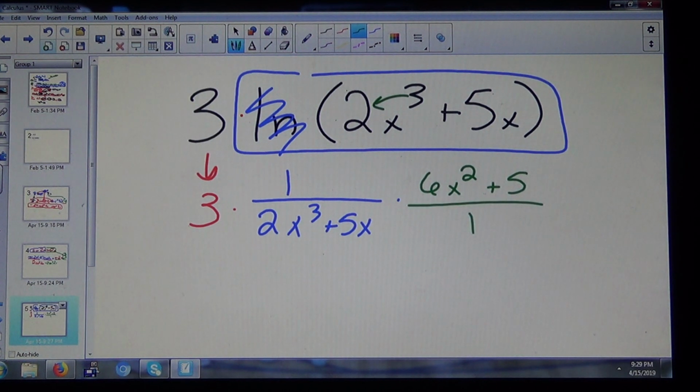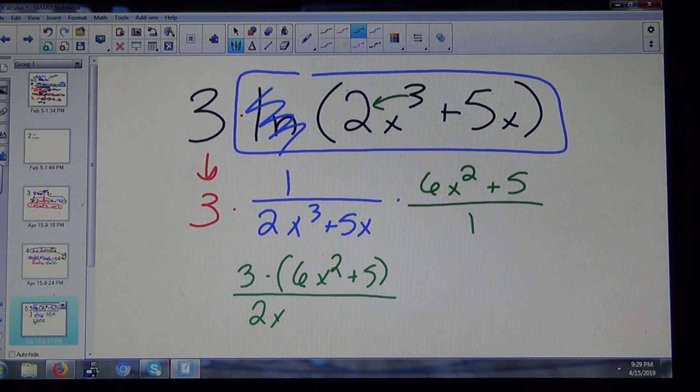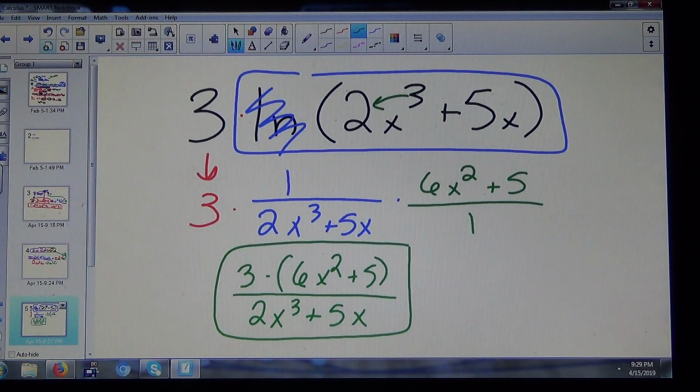Okay? And then on this problem, I guess I would have my 3 here, times 6x squared plus 5. And then on the bottom, nothing, I mean there's an x in common, but since that won't cancel, then I don't worry about it, and I just write it out. And there's nothing else like a factor, so that would be my answer on that one.